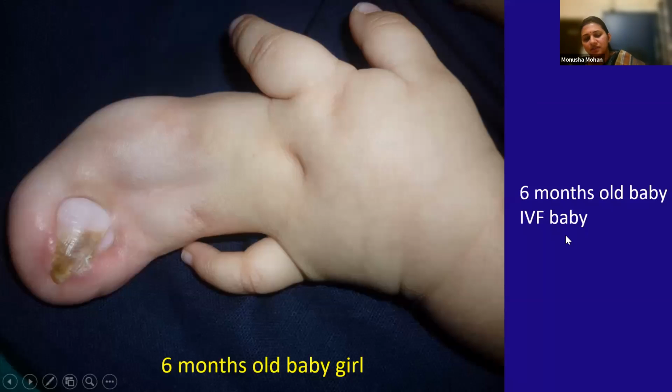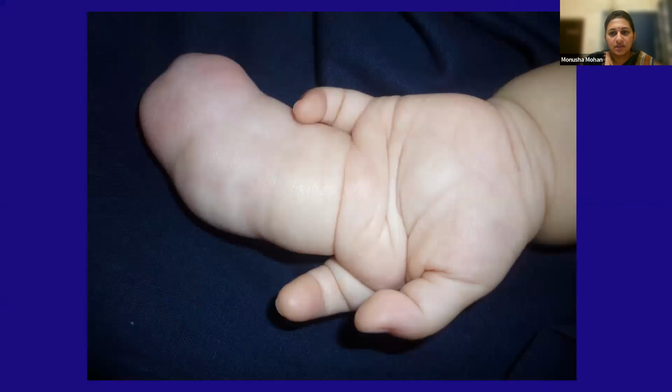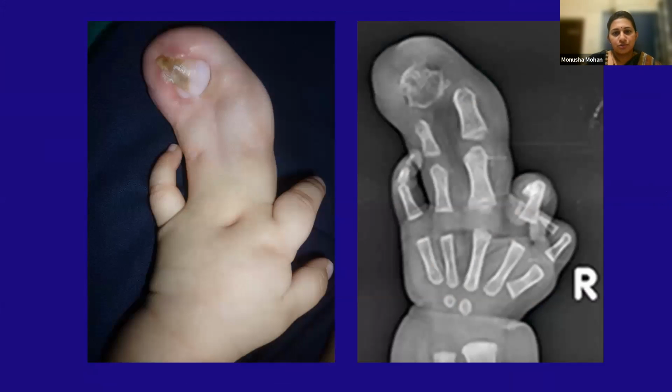Antenatal history wise, there's a history of infertility, and it was an IVF baby, but they came back to us after a month. So before going to what we did, these are the presenting pictures. As you all know, syndactyly associated with macrodactyly is not very common, but it is said that around 10% of macrodactylies have macrosyndactyly. So this is the presenting picture, as well as the presenting X-ray.